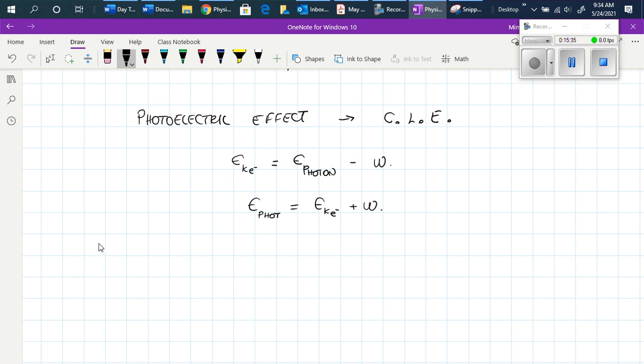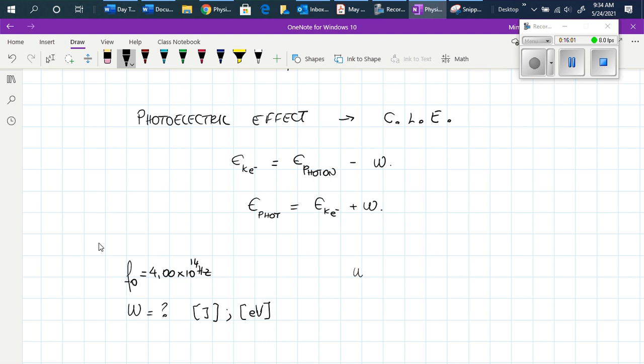Okay, now an example. If the threshold frequency required for emission of the electron is 4.0 times 10 to the power of 14 hertz, what is the work function in joules and electron volts? Remember what we talked about, electron volts.